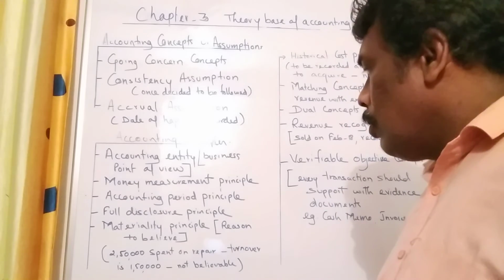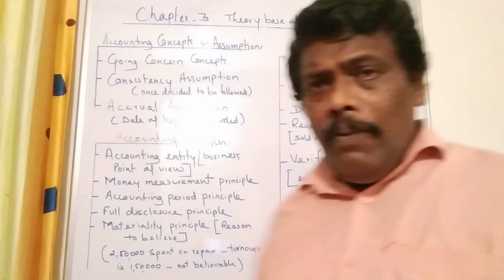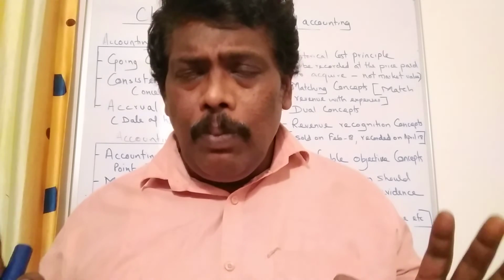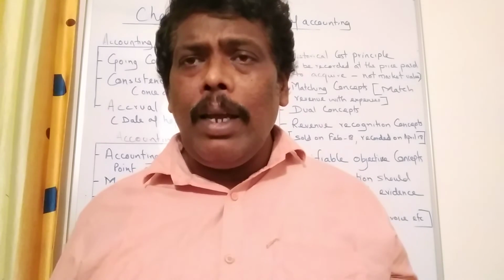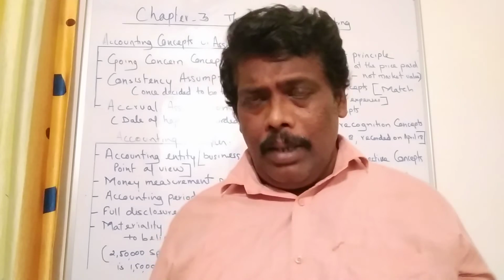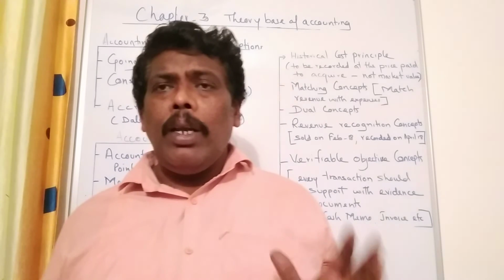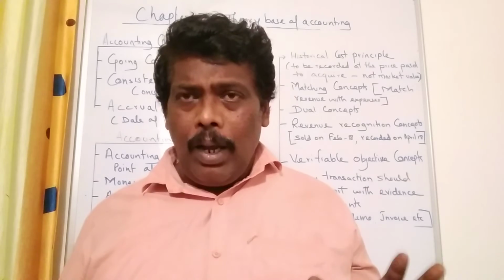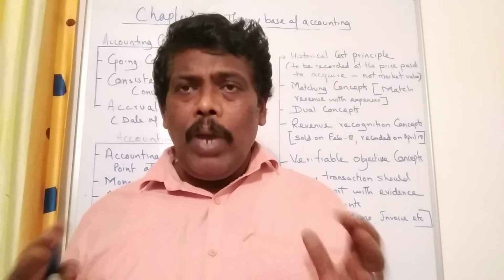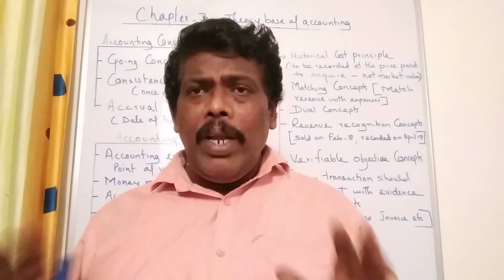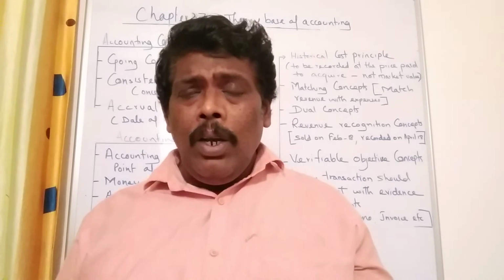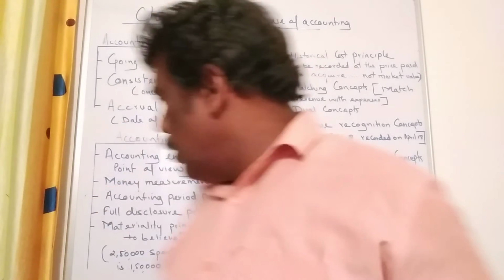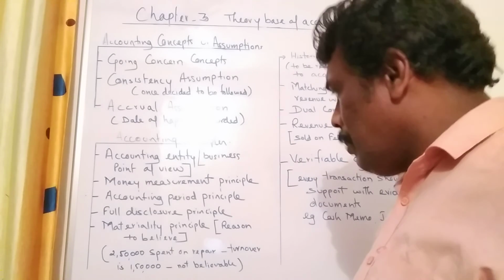Next, the full disclosure principle says that everything has to be disclosed in its full manner, without hiding anything, without leaving anything. Then only proper accounting can be done. If you want to prepare a proper account, we have to disclose every accounting information completely, without leaving or hiding anything. This is all about the full disclosure principle.